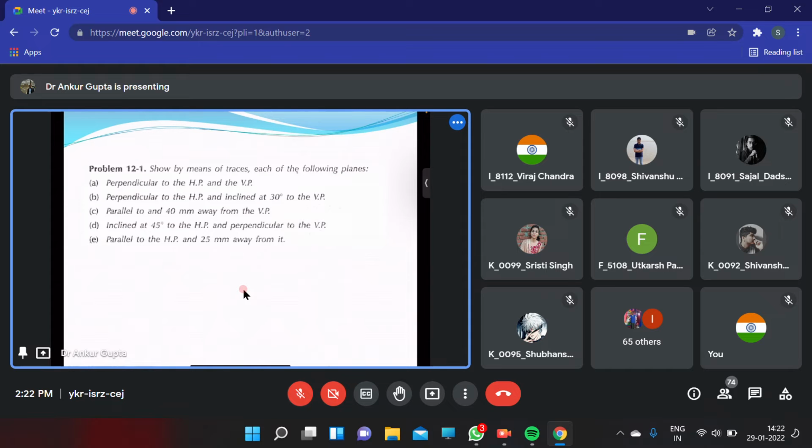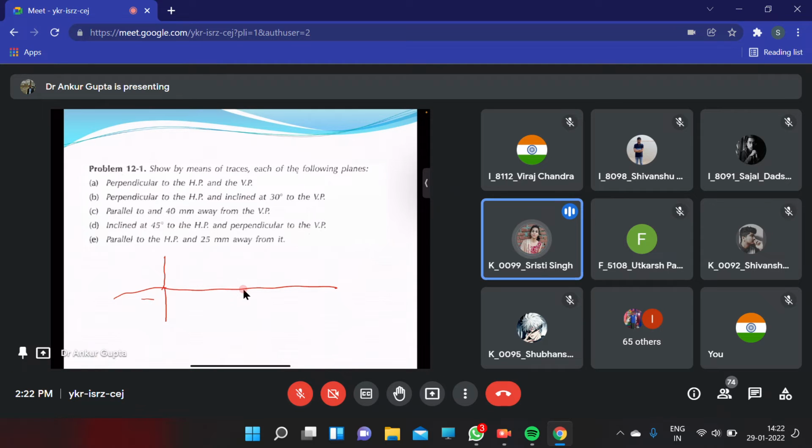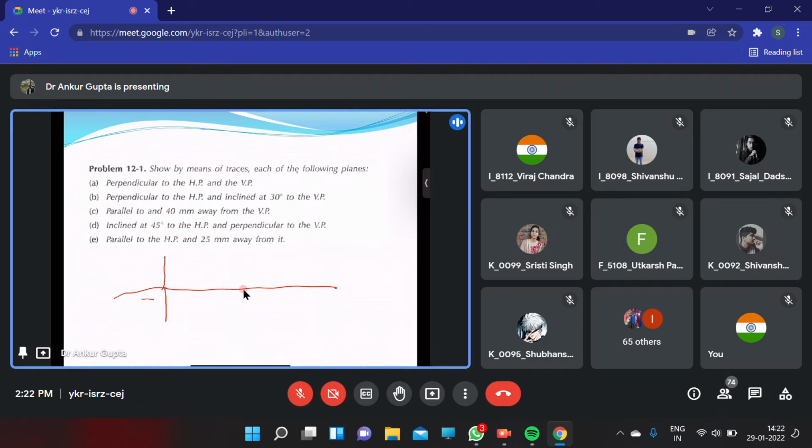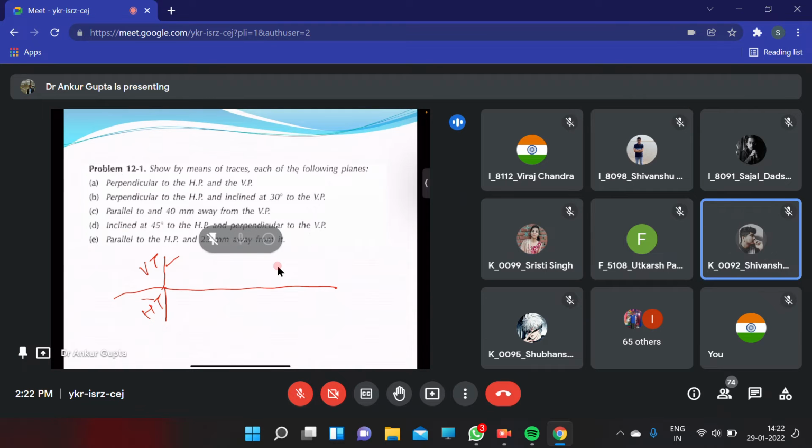इसमें क्या बोला है इसमें? एक XY line बनाओ and show by means of traces each of the following planes. Right? तो कैसा बनेगा? Perpendicular to HP and the VP. The first will be something like this. We need to show it by traces only. This trace is known as vertical trace, and this is known as horizontal trace. Isn't it perpendicular to the HP and the VP, the plane, if I'm talking only about the traces?